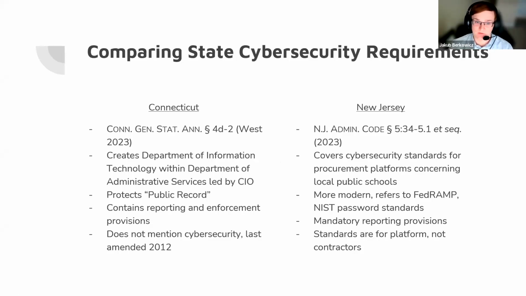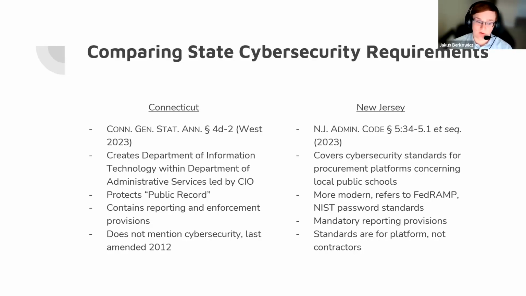Connecticut, within the procurement code, creates a division of information technology within their Department of Administrative Services, and it's appointed by the Chief Information Officer, the CIO. This position pops up a lot when you're talking about IT departments, and the idea behind them is that their goal is to protect what the statute refers to as the public record. It defines the public record as any information that's related to the conduct of a public agency, and it also expands that out into any information that's created or used by the contractor.